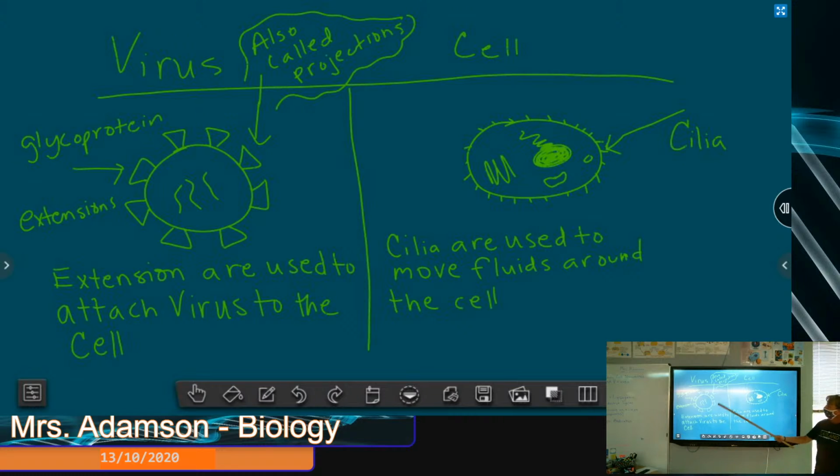As opposed to the little extensions on a virus, here is a cell. Notice I added in a nucleus and some other little organelles to show you that that's a cell and that it has cell parts surrounded by a cell membrane. And these are little extensions called cilia. Cilia are used to move fluids around the cell. Anyway, that is pretty much it for today, and that should help you answer the questions.